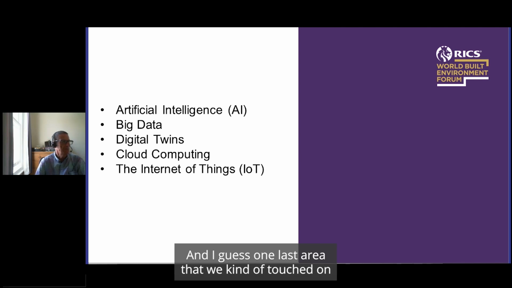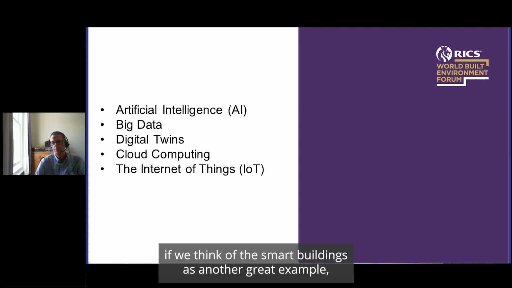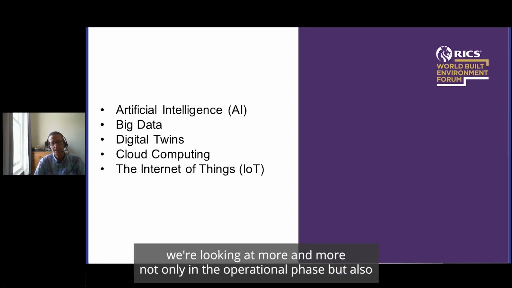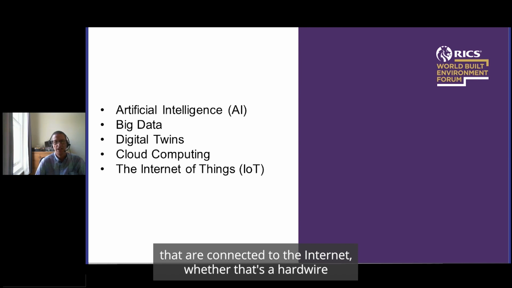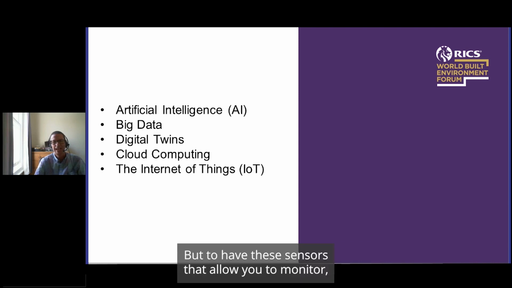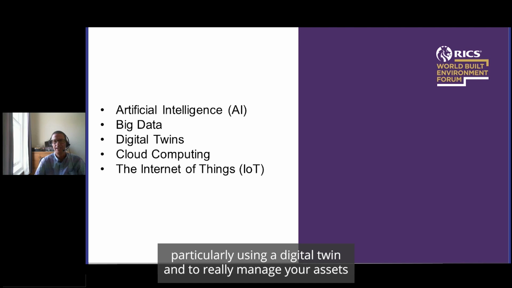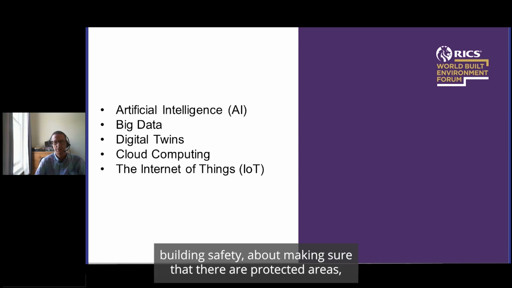And I guess one last area that we've touched on before is once again the Internet of Things, where if we think of smart buildings as another great example, we're looking at more and more, not only in the operational phase, but also during construction, the ability to have devices, sensors that are connected to the internet, whether that's hard wire or wireless and other kinds of connectivity, but to have these sensors that allow you to monitor, particularly using a digital twin, and to really manage your assets in a much, much cleverer way.